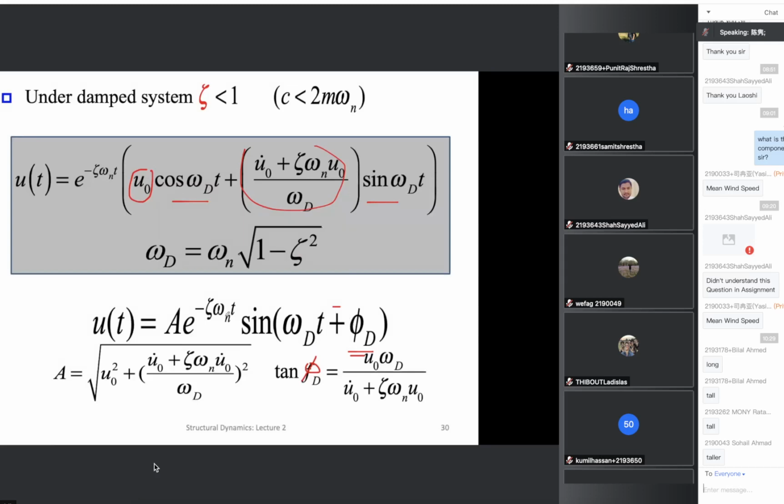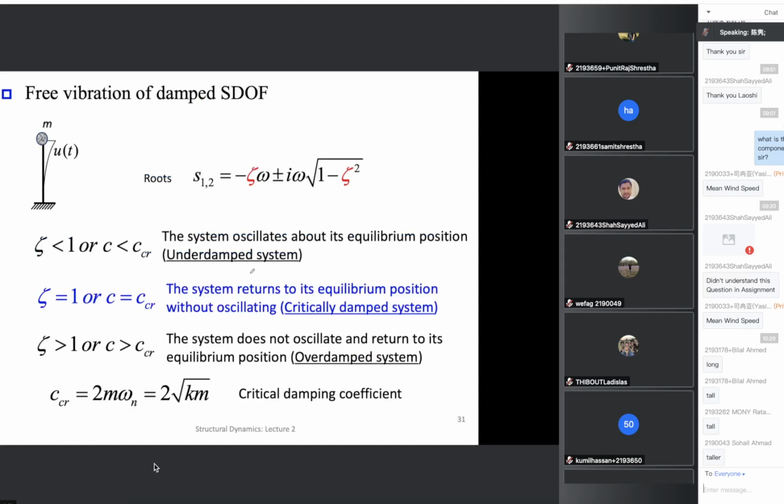So this is the solution for the underdamped system. Let's summarize this. If we assume that the solution is of this form, it depends on the value of the damping ratio. We have different cases: undamped, critical, and overdamped. We also have the overdamped system, which means the damping ratio is larger than 1.